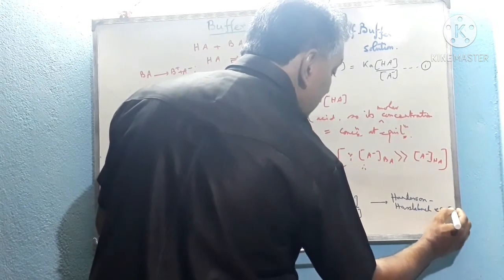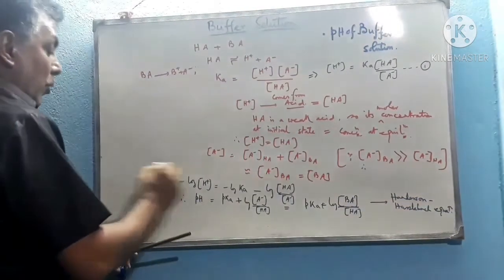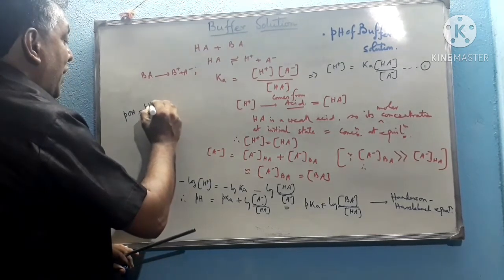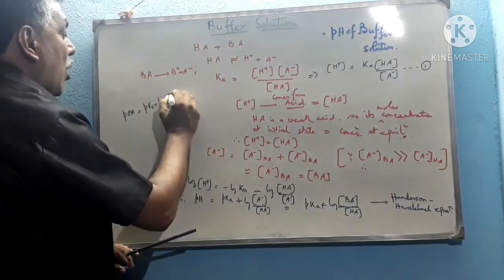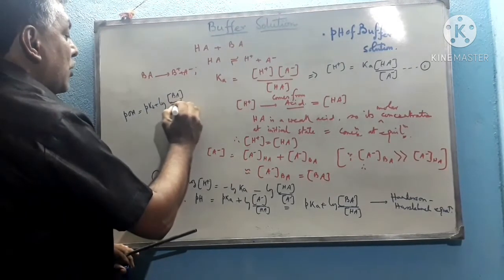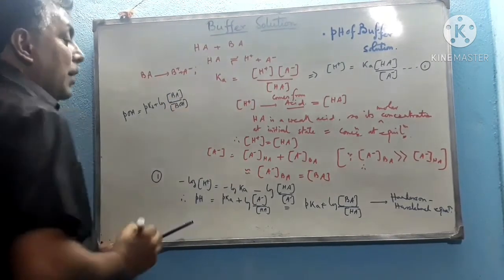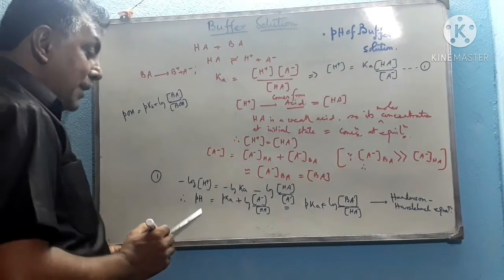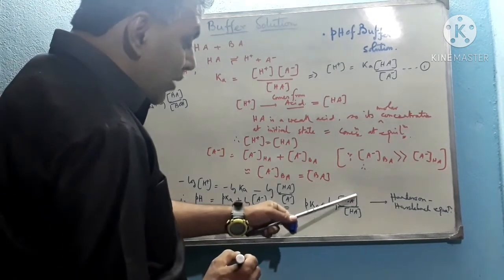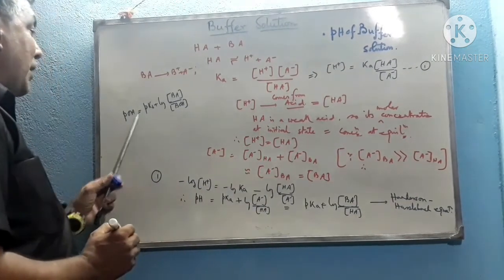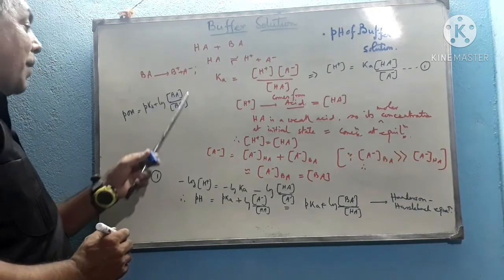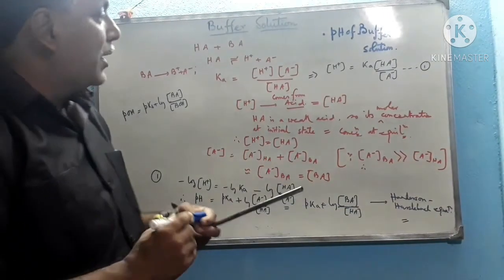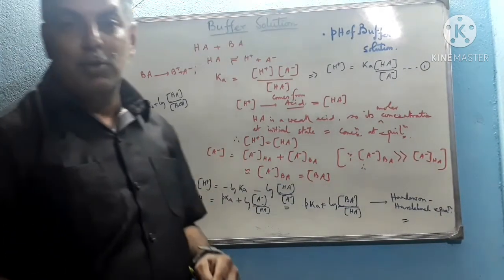Thus, for a basic buffer solution, we can also calculate the pOH. For a basic buffer solution, that will be equal to pKb plus log of the concentration of salt by the concentration of base. This is also the Henderson-Hasselbalch equation. So for an acid buffer, pH equals pKa plus log salt by acid. For a basic buffer, pOH equals pKb plus log salt by base. These are the two equations called the Henderson-Hasselbalch equation. By using these, we can calculate the pH or pOH of the buffer solution.